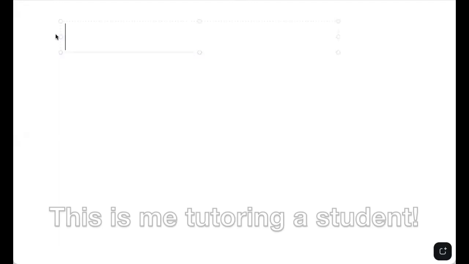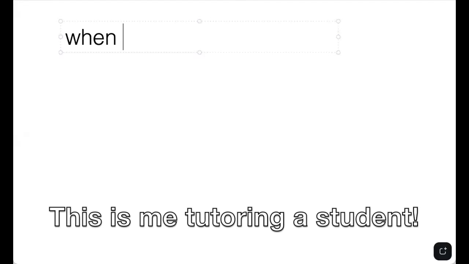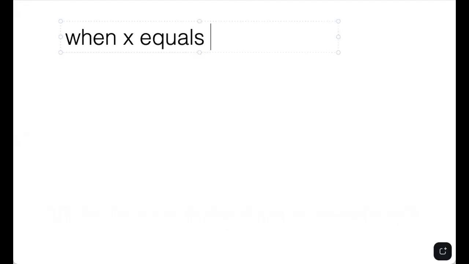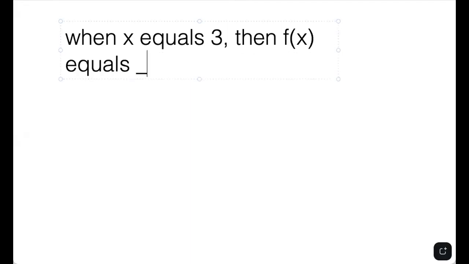So a limit just means you're approaching something, right? In all of high school, you thought about, like, when x equals 3, then f of x equals blank. Let's say f of x is x squared. How would you do this? I think you know how to do this. When x is 3, it would be 9, because you just plug 3 into x, right?